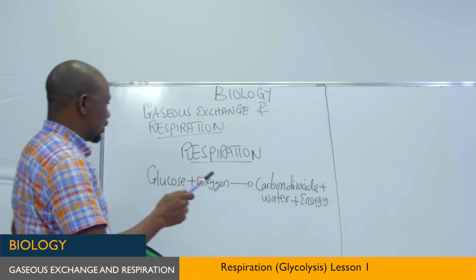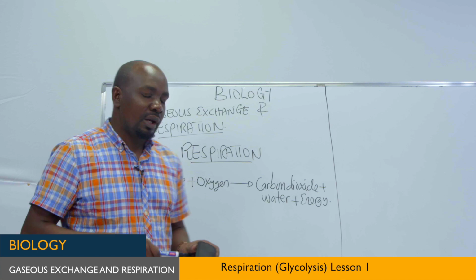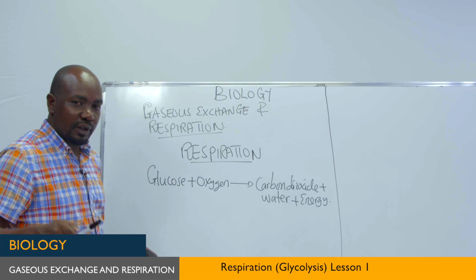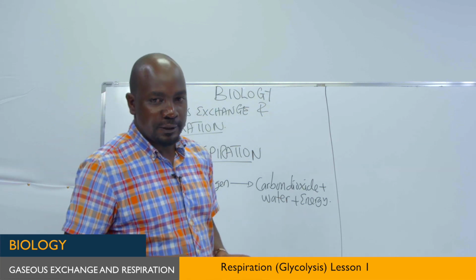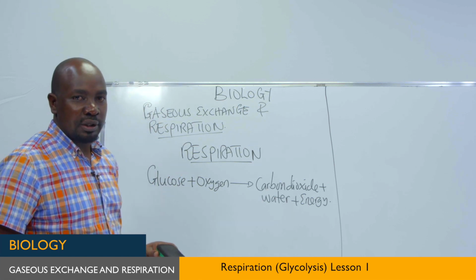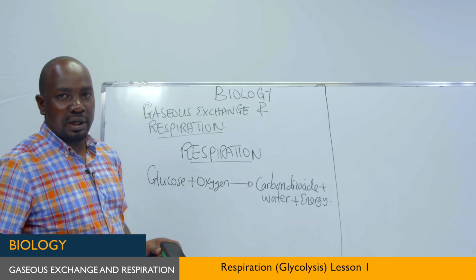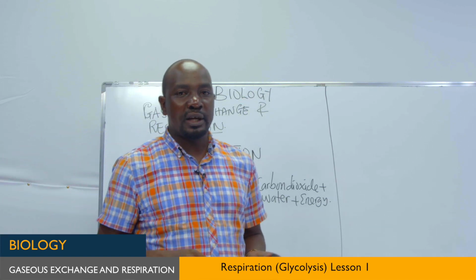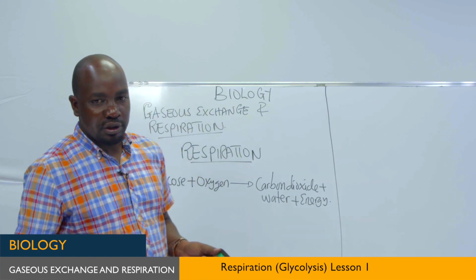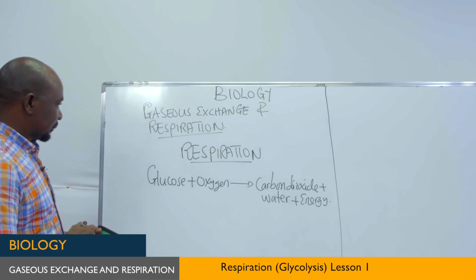So respiration occurs in the presence of oxygen as an oxidizing agent, and in the presence of glucose. Glucose represents a respiratory substrate. The products you expect are carbon dioxide, which is given out into the atmosphere as a byproduct, water, which is used as metabolic water for various activities in the body, and the energy. This energy is what we use for various metabolic processes.